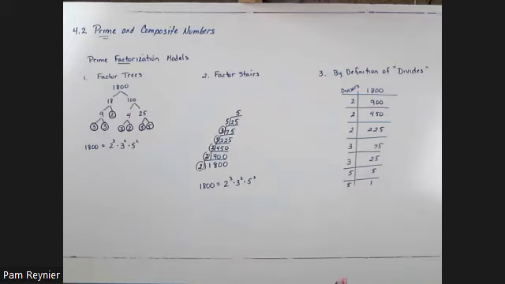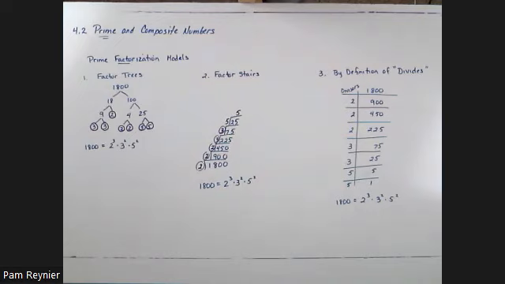And so once again, the divisors are all listed. And so I can say 1800 is the same as 2 to the third times 3 squared times 5 squared. So they're just different ways to model. Okay.